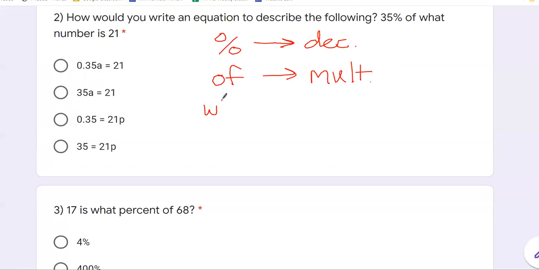Anytime you see what number or what amount, what number, of course, is going to be a variable. And is, the word is always is an equal sign. And all the forms of is, was, there are, those are all different words that mean equals. That means you have an equation. All right, that's number 2.